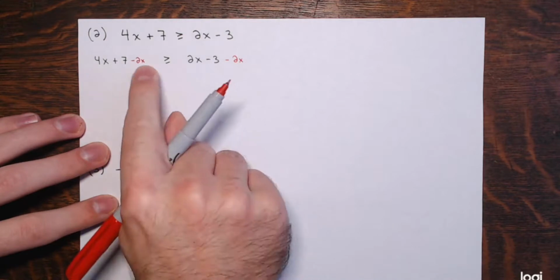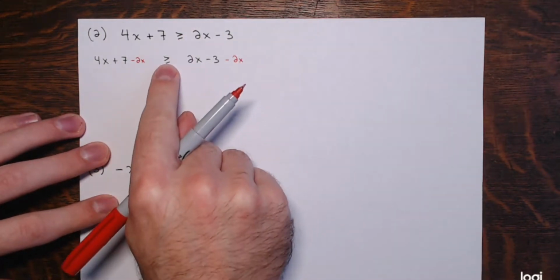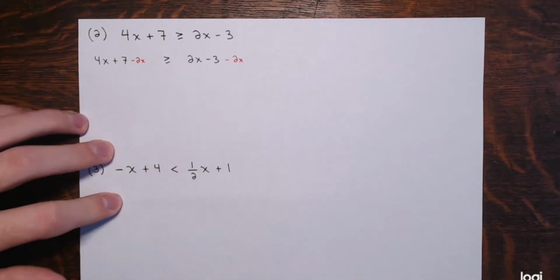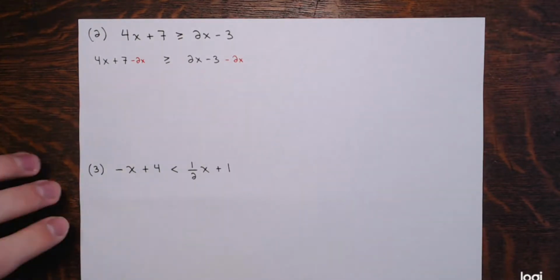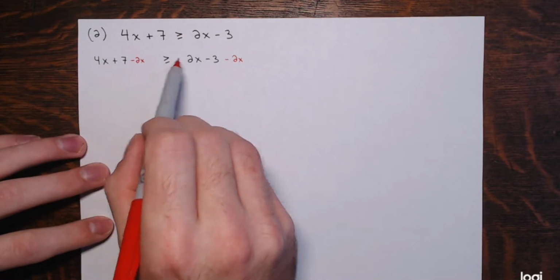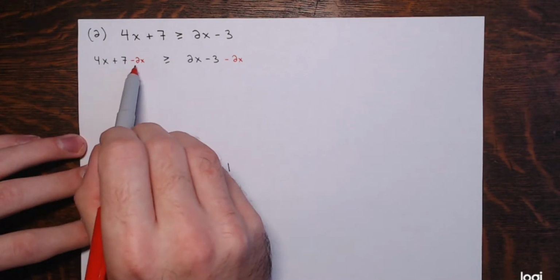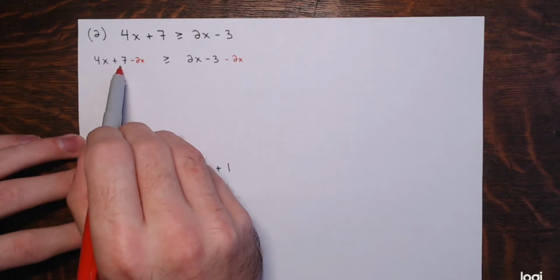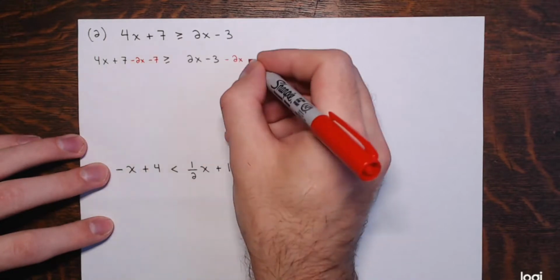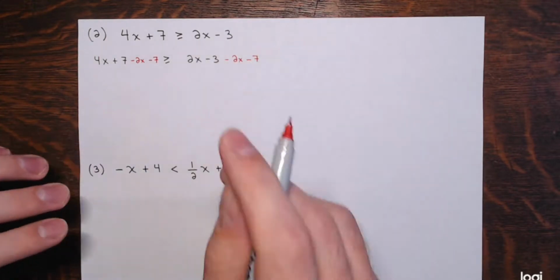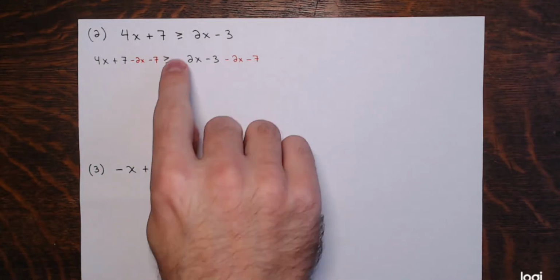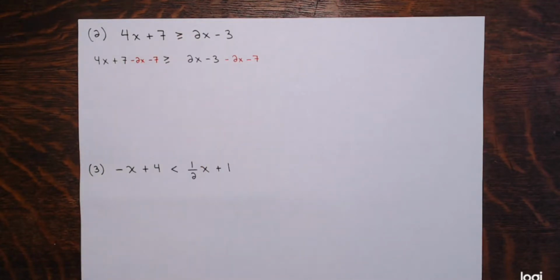Now notice, again, I didn't change the symbol, because adding and subtracting will not change the inequality symbol. So that would get all the x's on the left. And then let's get rid of this plus 7 on the left side, move it to the right, so minus 7 as well. I'm going to subtract 7 as well. And once again, adding and subtracting doesn't change the symbol.